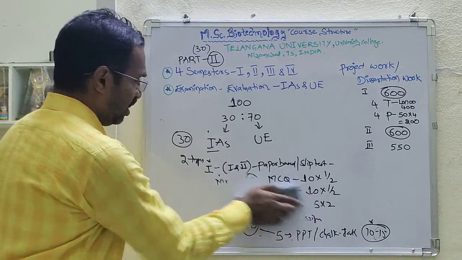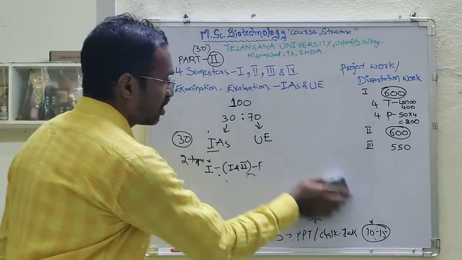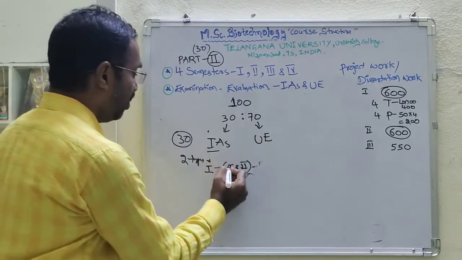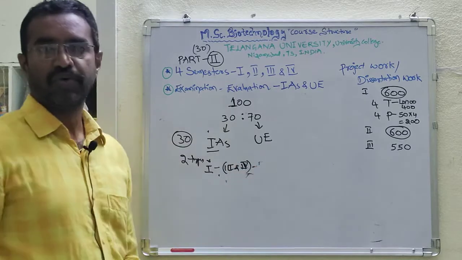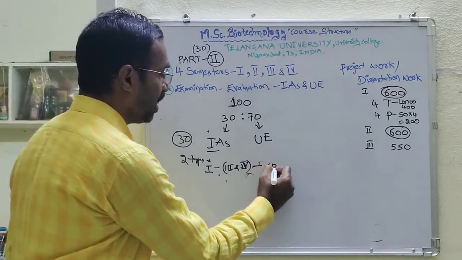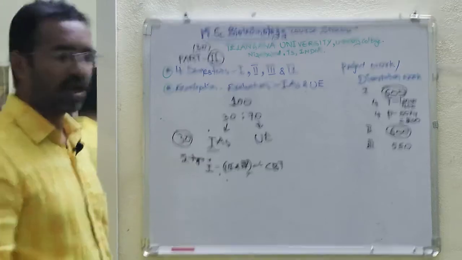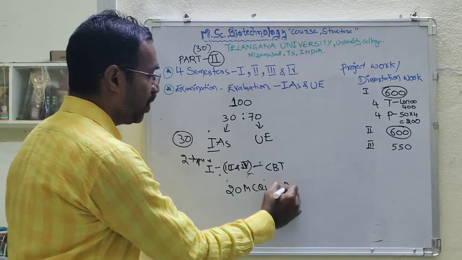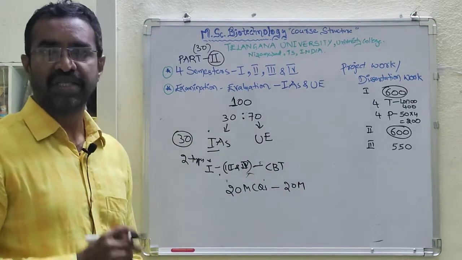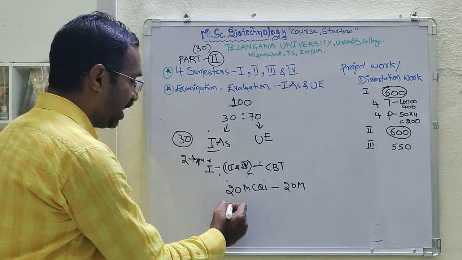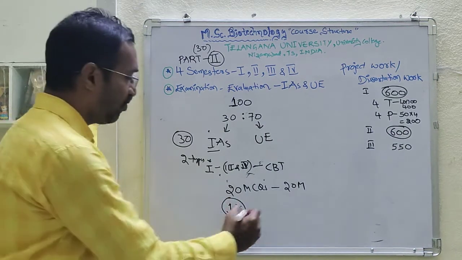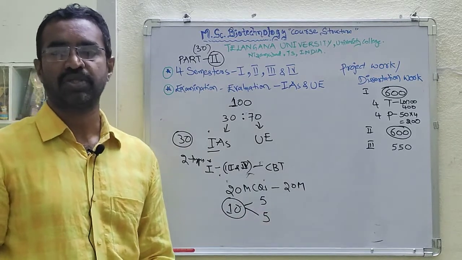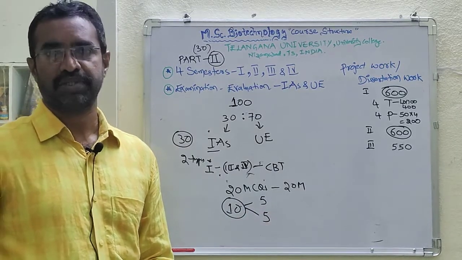The second one is conducted for units 3 and 4, and this is CBT based, a computer based test. The model paper is very simple, with 20 MCQs carrying 20 marks. Similar to the first internal, again 5 marks are for the assignment and 5 marks are for the presentation or chalk and talk presentation.